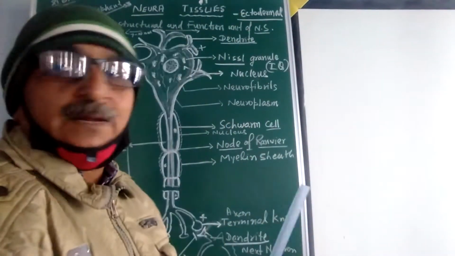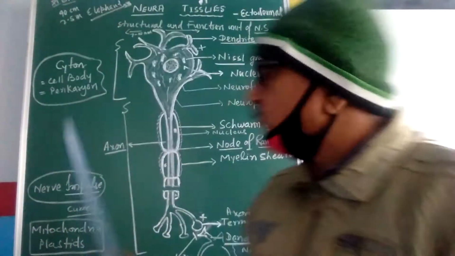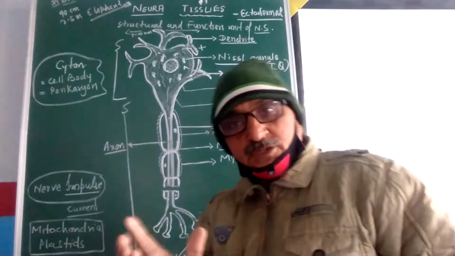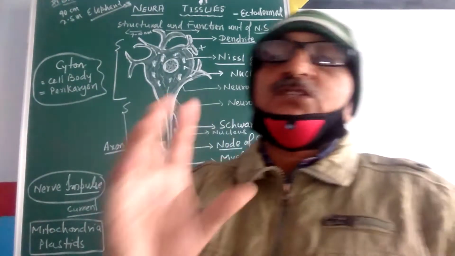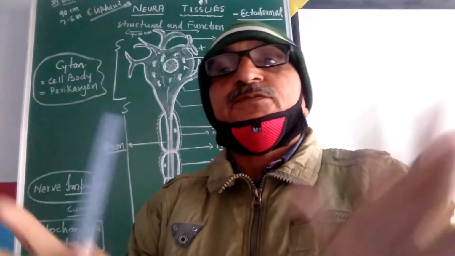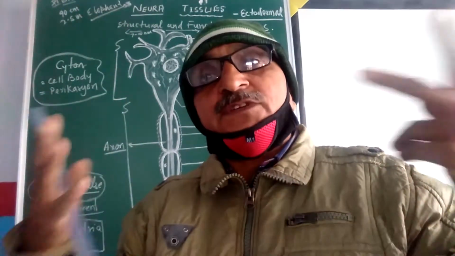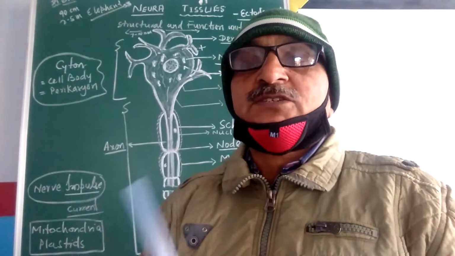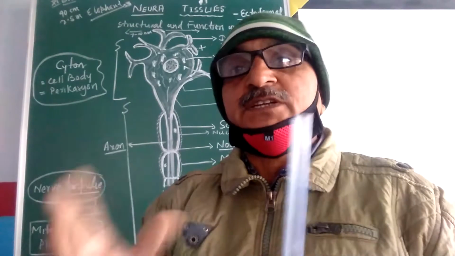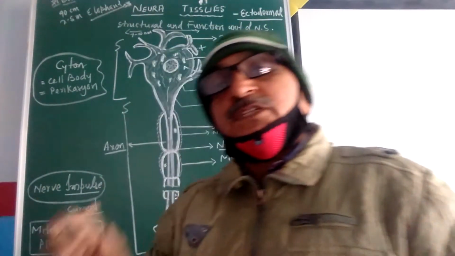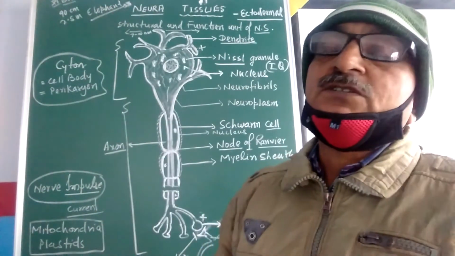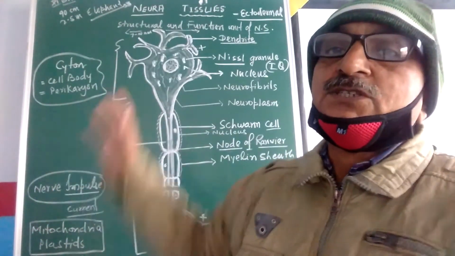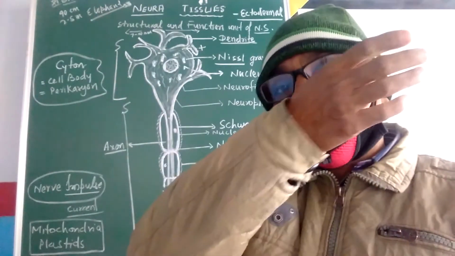Hello everyone, I am going to explain a very important topic, that is the neuron or the neural unit of the nervous system. Your nervous system is a very important organ system that helps in control and coordination of various activities. So the structural and functional unit of the nervous system is the neuron. It is composed of many cells and is actually called a tissue.